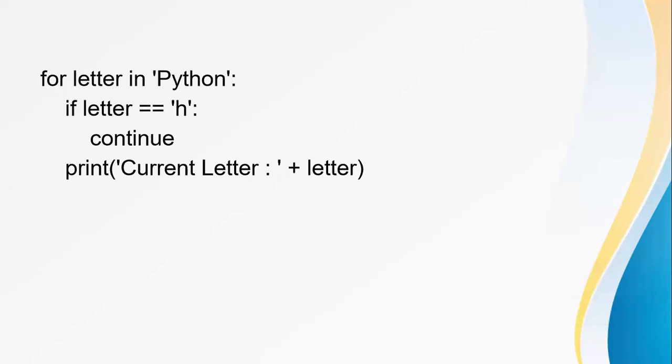Current letter P. Okay. That's all. Current letter P, current letter Y, current letter T. Yes, Parvati and Bhargavi are giving correct answers, except H, P, Y, T. H will not be printed. O and N will be printed. Current letter O, current letter N.